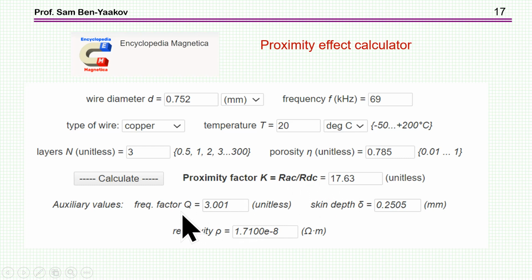Now, there is another parameter here, Q. I'm going to talk about it in a second. And then we also have the skin depth, which is calculated from these parameters, in particular the frequency and, of course, the type of material. And we'll see this also in a while. So once you have this calculator, you can very easily find what this RAC over RDC will be for a given layer.